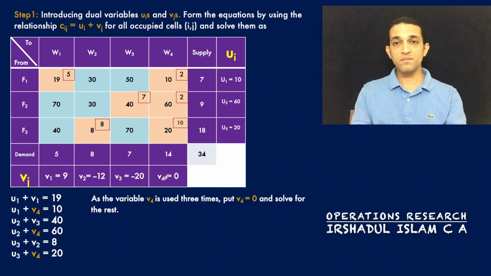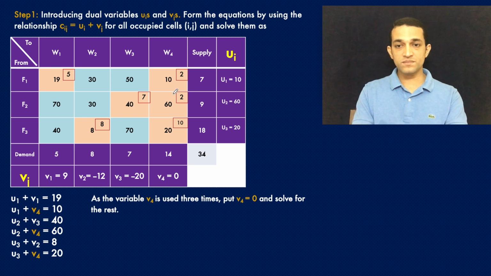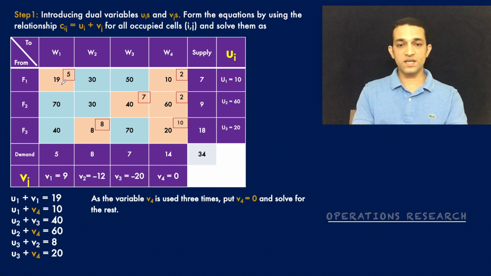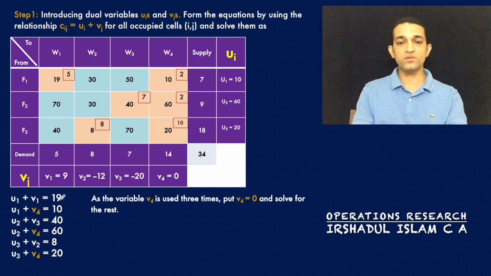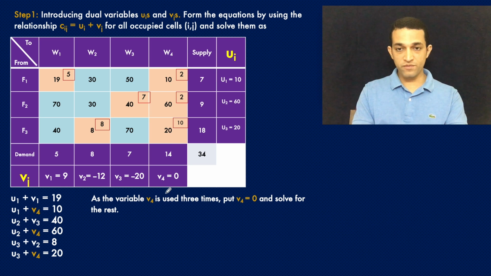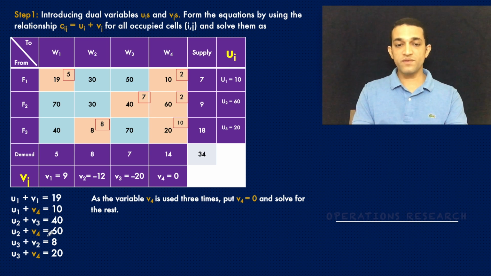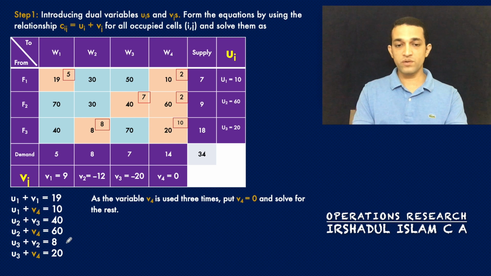And we will make the relationship like this for the first occupied cell. This is u1 plus v1, which is equal to the cost element, that is u1 plus v1 equal to 19. Here u1 plus v4 equal to 10. Similarly for other occupied cells, u2 plus v3 equal to 40, u2 plus v4 equal to 60, u3 plus v2 equal to 8, u3 plus v4 equal to 20.